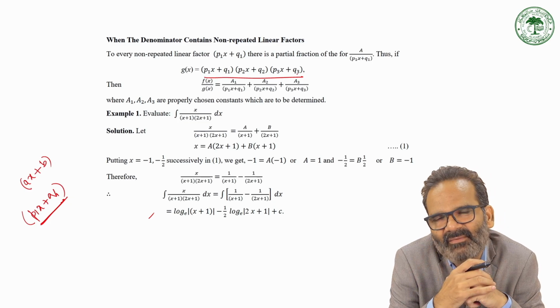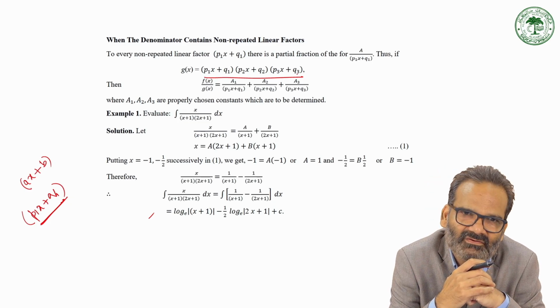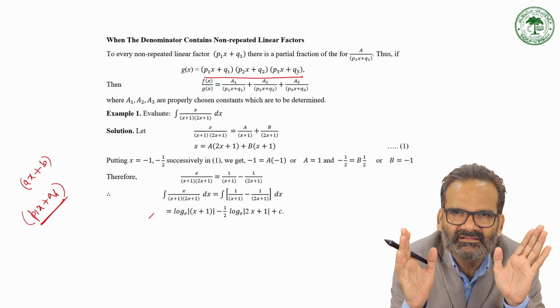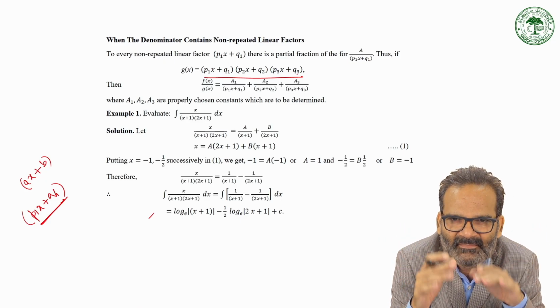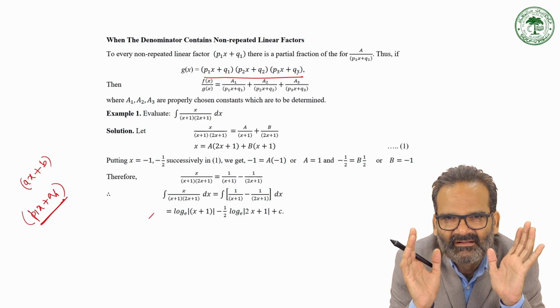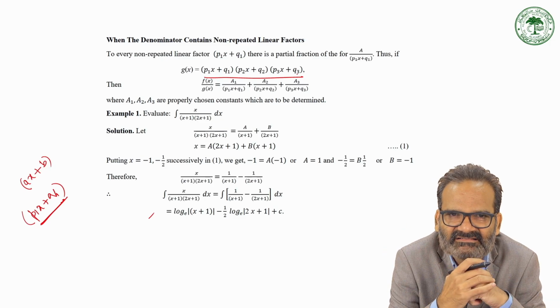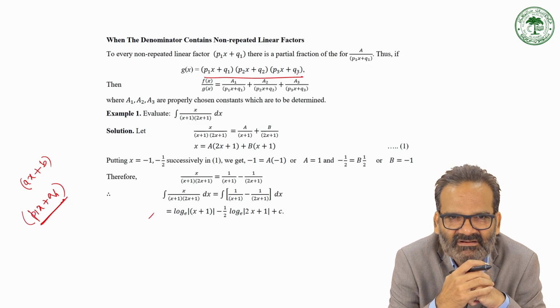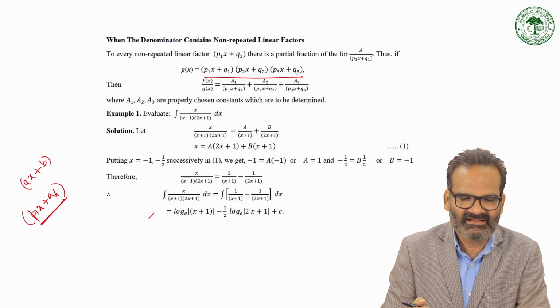A number of methods are available to find the values of A1, A2, A3. You can choose any one method of your own convenience. But what I will discuss is the simplest way out, so that everybody can easily understand the process to find the integral using the method of partial fraction. Let us take an example.